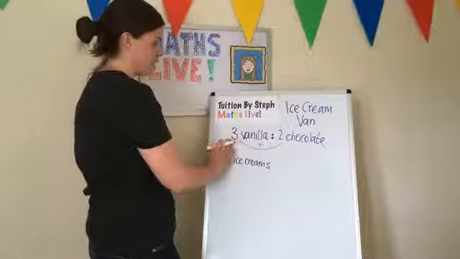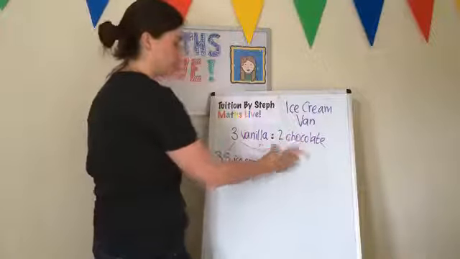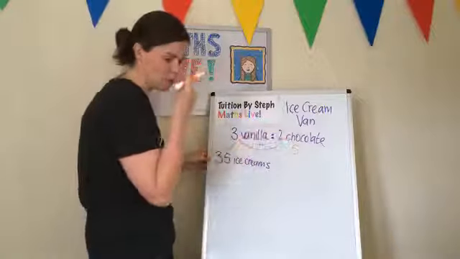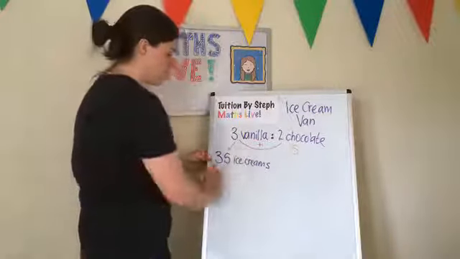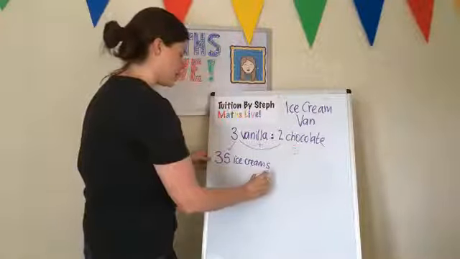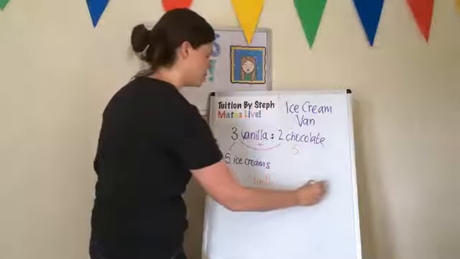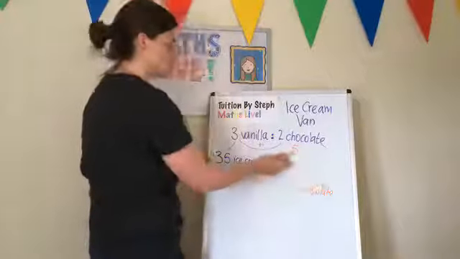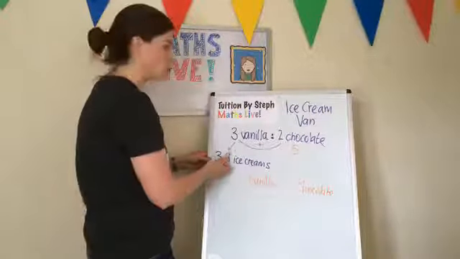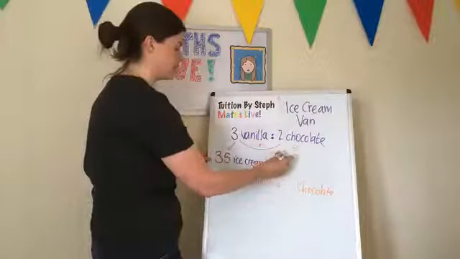So you add this together. So that means it's talking about 5. We're comparing 5. So at the moment, for every 3 vanilla to 2 chocolate, we're talking about 5 ice creams. Now, we get up to 35 ice creams. So, if we get to vanilla here, and chocolate here, what do you do to 5 to make it into 35? What do you times 5 by to make it 35? You times it by 7.